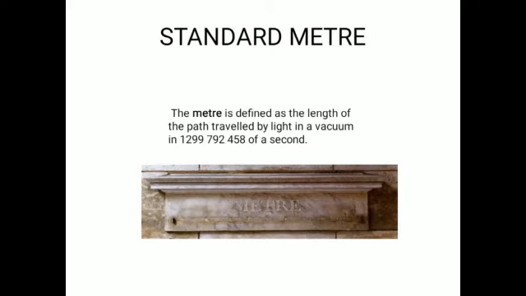Now this is the picture of a standard meter which is placed in a museum in Paris. The standard meter is defined as the length of the path traveled by light in a vacuum in 1/299,792,458 of a second.